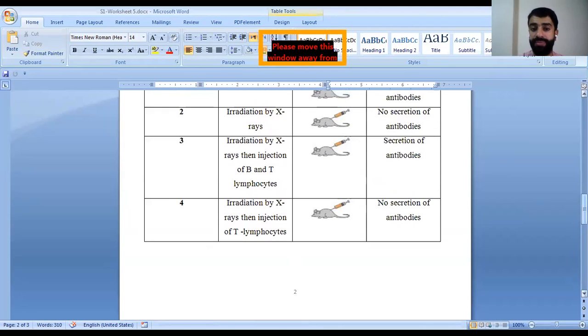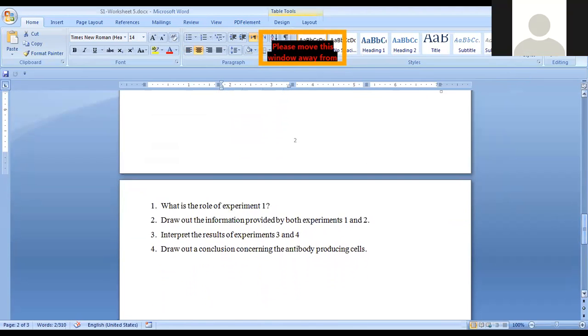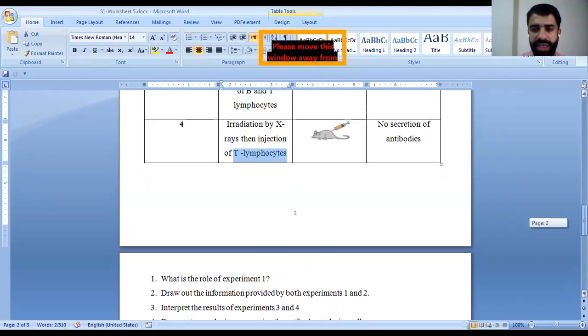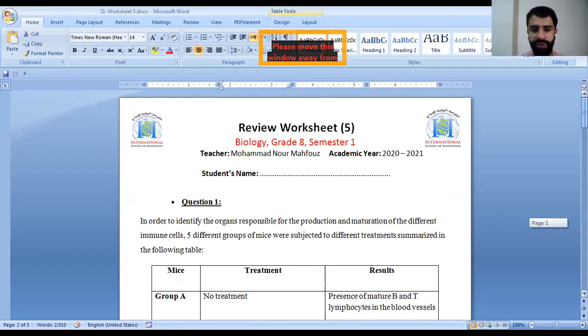Interpret the results of 3 and 4. When we did irradiation by X-rays in experiment 3, there is no bone marrow. When we inject B and T lymphocytes, there is secretion of antibodies. While in experiment 4, when we did irradiation by X-ray, then we inject the mouse with the bacteria, there is no secretion of antibody, meaning that T lymphocytes are not responsible for secretion of antibodies, while B lymphocytes are responsible for the secretion of antibody. So draw out a conclusion concerning the antibody producing cells. They are the B lymphocytes.